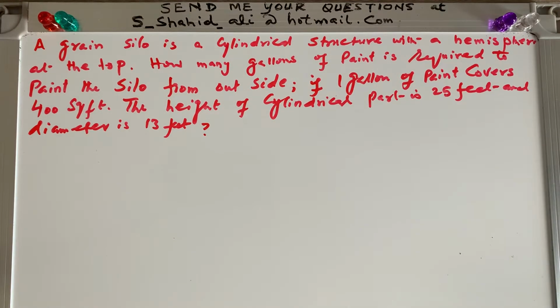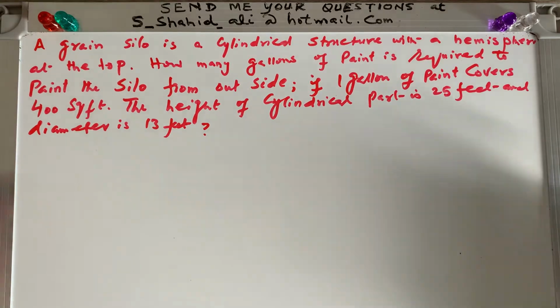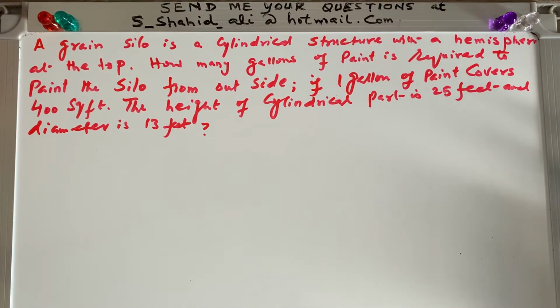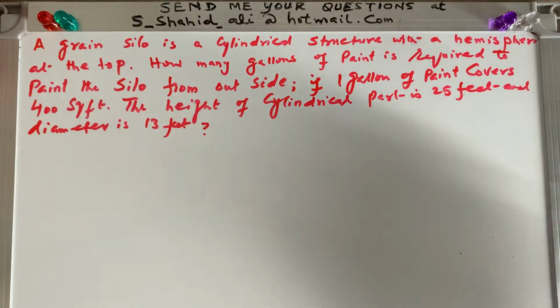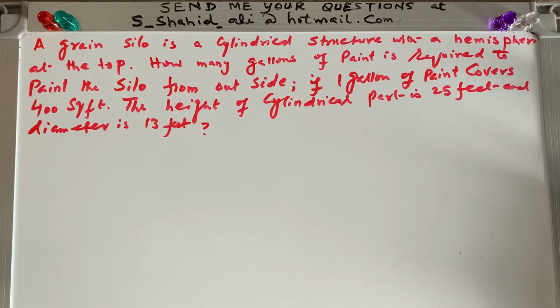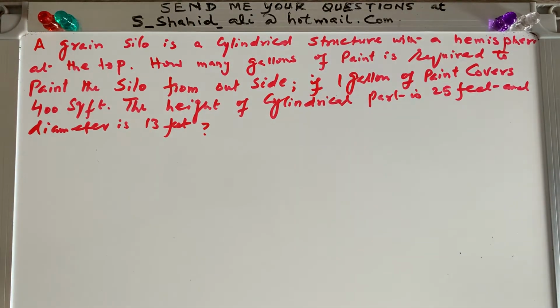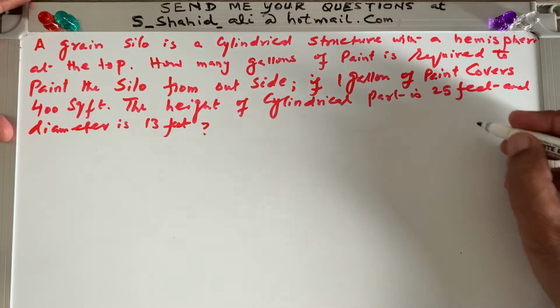Today we have a question by email from one of my students regarding a grain silo. A grain silo is a cylindrical structure with a hemisphere at the top. How many gallons of paint are required to paint the silo from outside, if 1 gallon of paint covers 400 square feet, the height of the cylindrical part is 25 feet and the diameter is 13 feet? So here we have a combination of two structures, right?